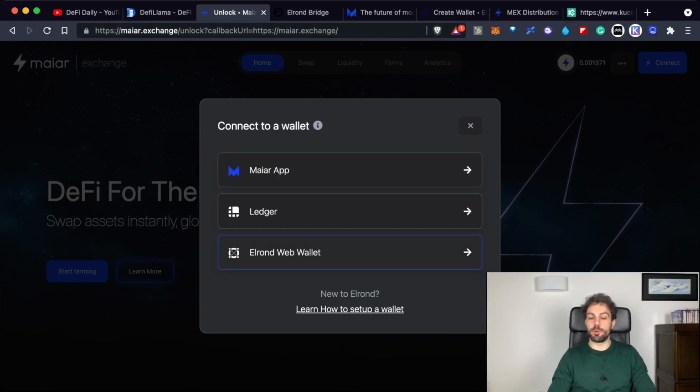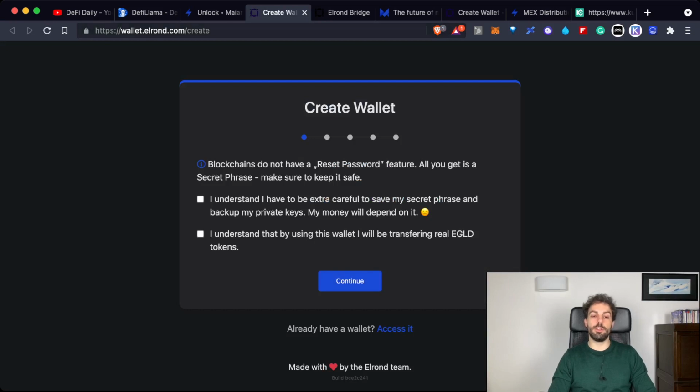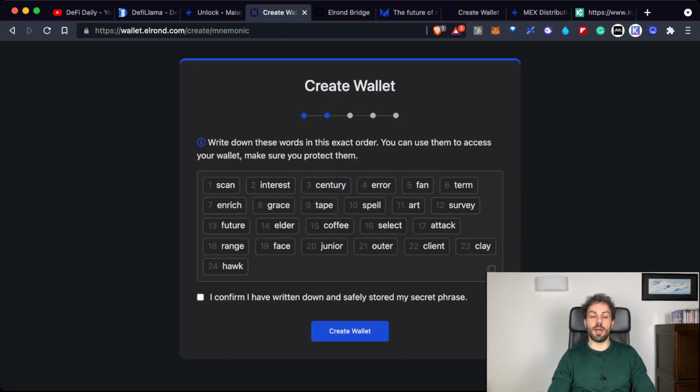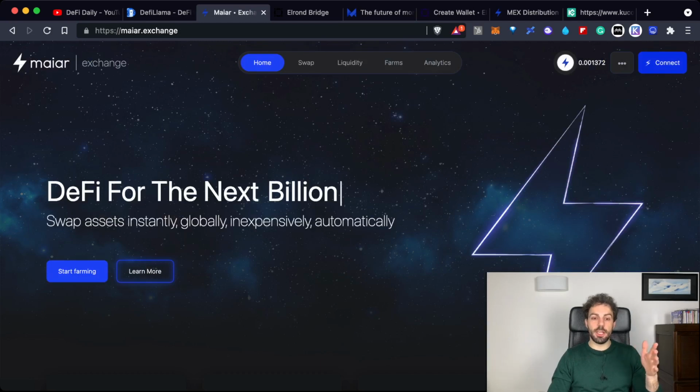The last solution is probably the easiest one, the Elrond web wallet. And if you want to use it, you just have to click here, learn how to set up a wallet. Just click on it and you will be redirected to wallet.elrond.com, create. And here you can just follow all the steps in order to create. As you can see, you will have to write down your secret phrase and so on. In this case, I will just close the page because I'm not interested in opening another wallet on the Elrond blockchain. Once you have done it, you just have to connect it and you are ready to start.